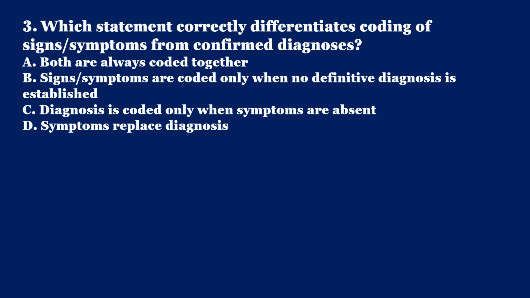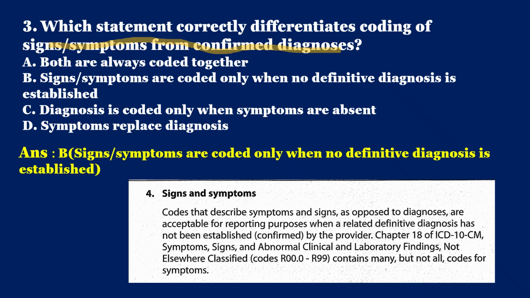Third question. Which statement correctly differentiates the coding of signs and symptoms from a confirmed diagnosis? Option A. Both are always coded together. Option B. Signs or symptoms are coded only when no definitive diagnosis is established. Option C. The diagnosis is coded only when symptoms are absent. Option D. Symptoms replace the diagnosis. The answer will be option B. Signs or symptoms are coded only when no definitive diagnosis is established.